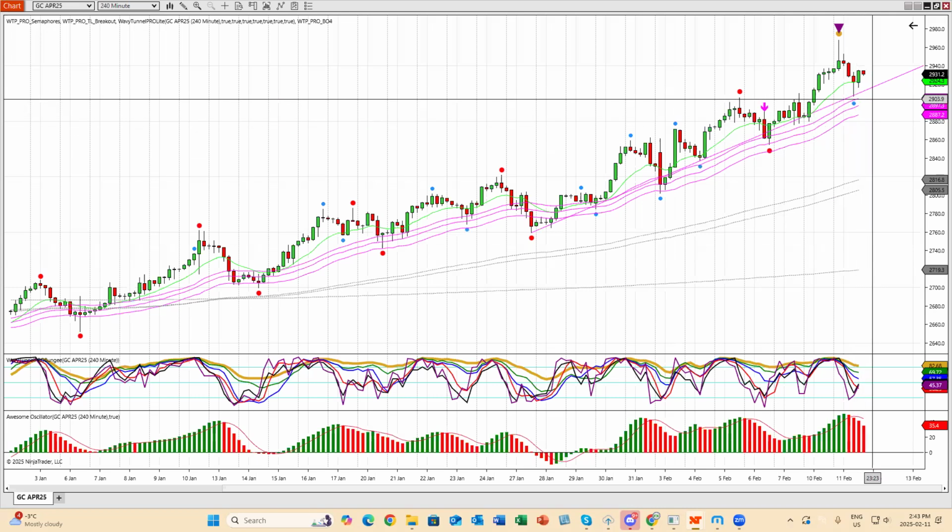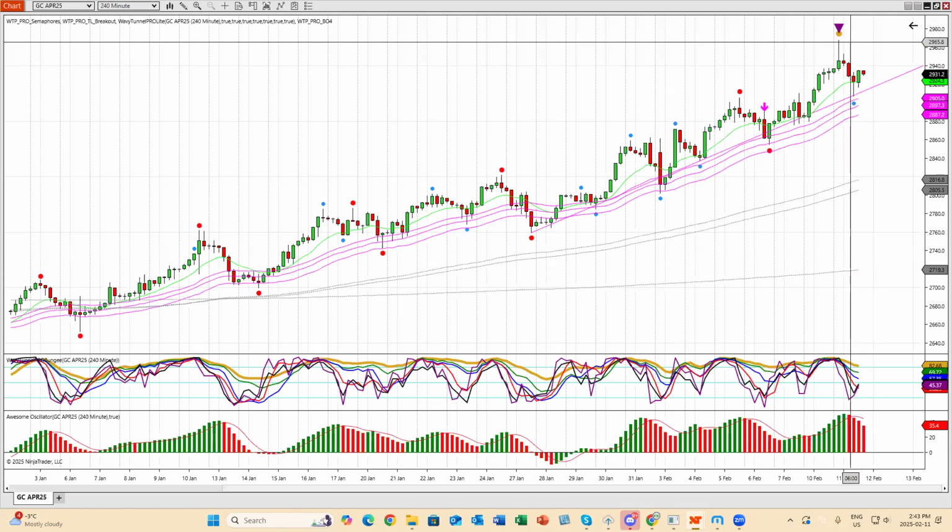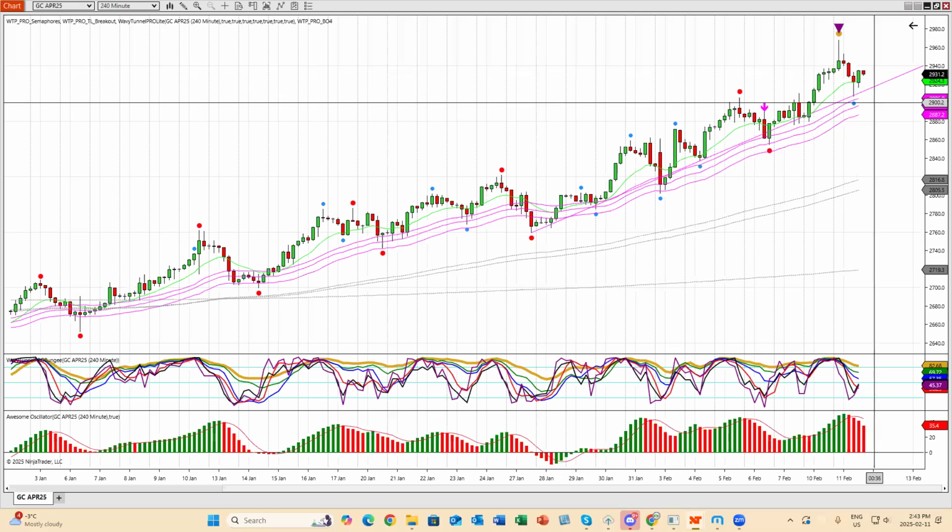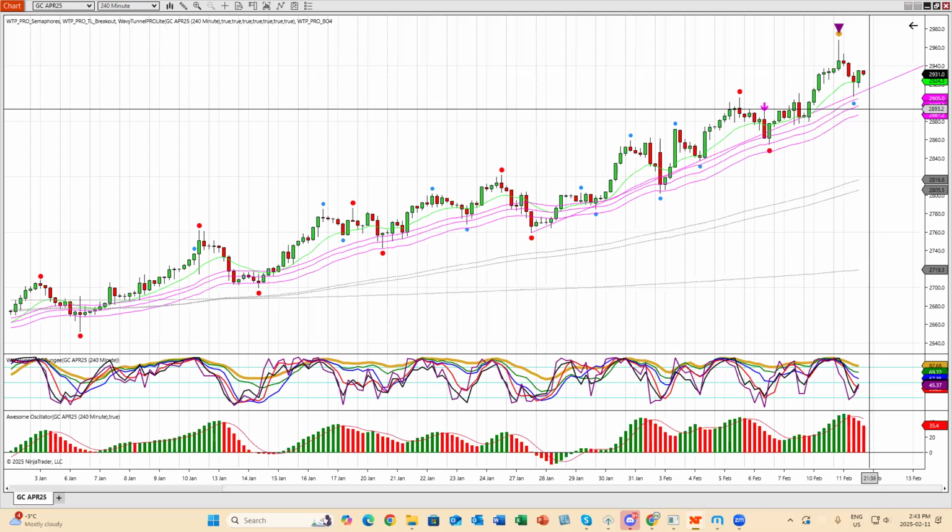So we've got to wait. Consolidations typically happen in 3 waves. We've got to wait for another drop into the wave to be buying this.